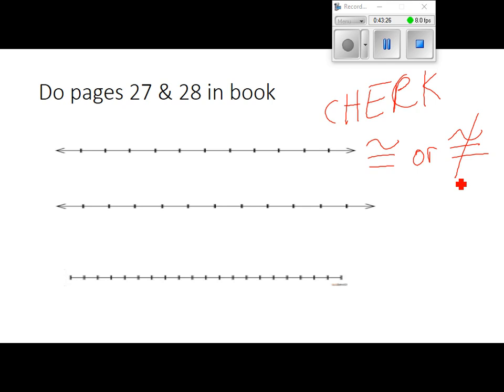Congruent or not congruent? Not congruent. Everybody agree with that?